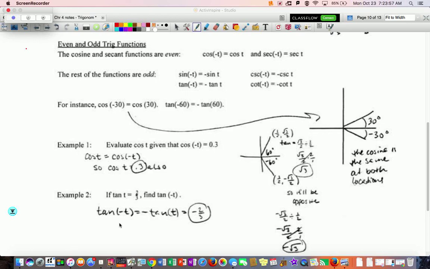So you can see if you write out tangent of negative t is equal to negative tangent of t, then you can replace tangent of t with the 2/3, drop it in there, and your answer will be negative 2/3. So maybe you got it. Well, if you have some questions about odds or evens, talk to your teacher.